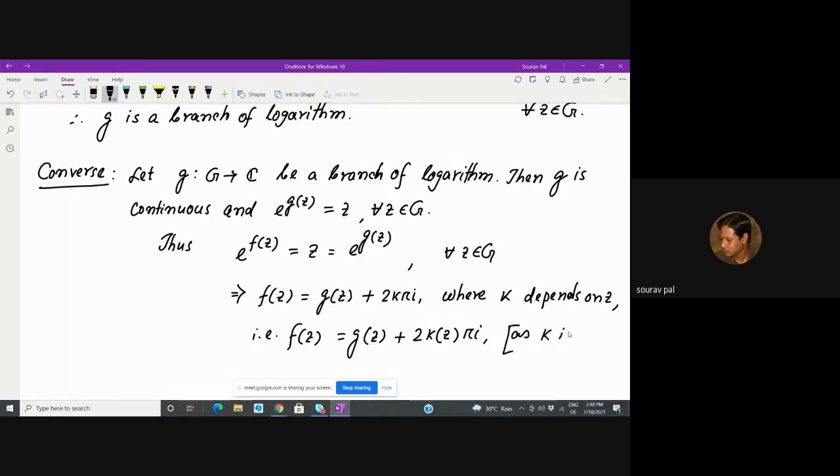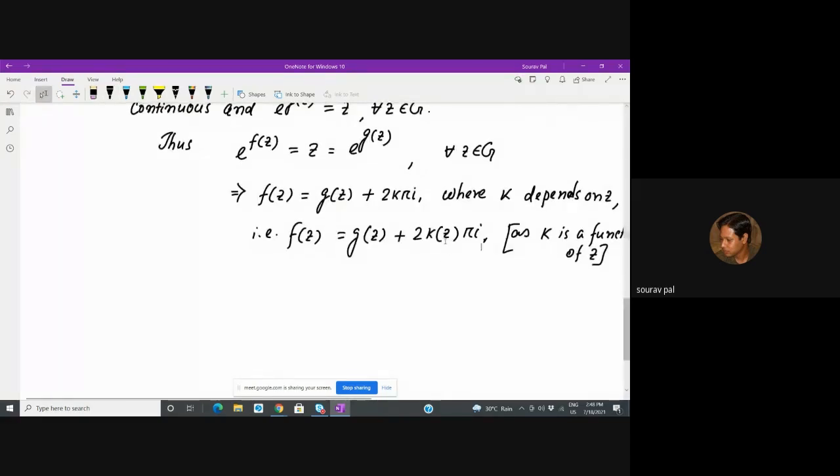As k is a function of z. Now we are going to show that this is actually a constant function. A single integer k will work here. How? Let us see.